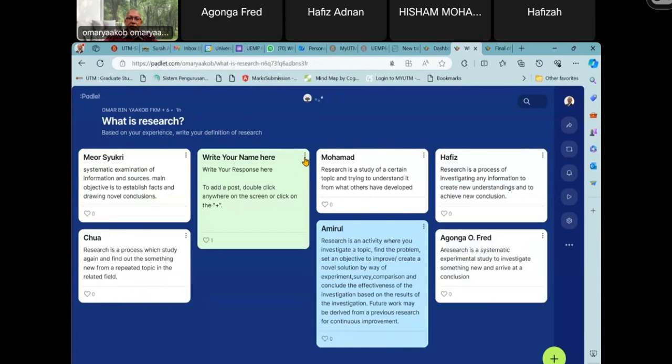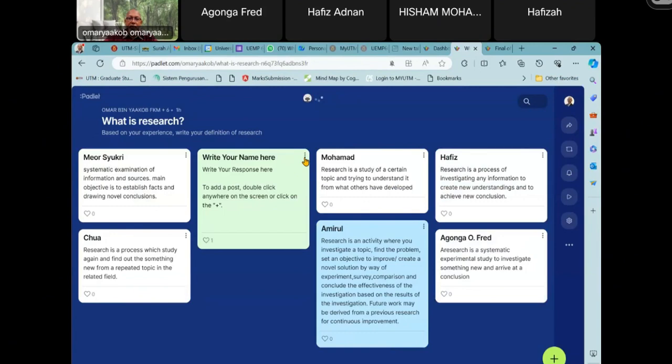Amirul: research is a systematic and detailed activity. So it is an activity where you investigate a topic, find the problem, set an objective to improve, create novel solution by way of experiment, survey, comparison, etc. Conclude the effectiveness of the investigation based on the results of the investigation. Future work may be derived from previous research for continuous improvement and bring added value to society and civilization.